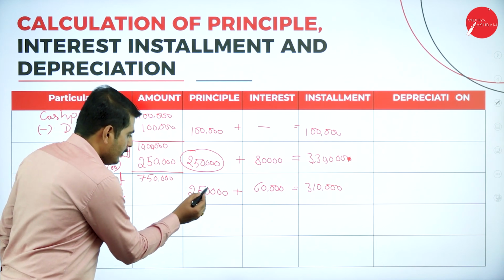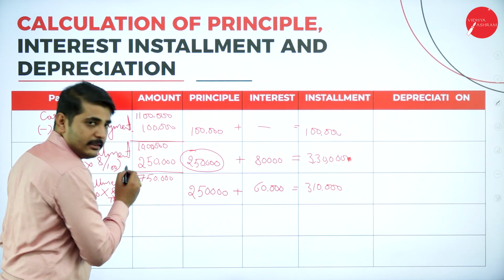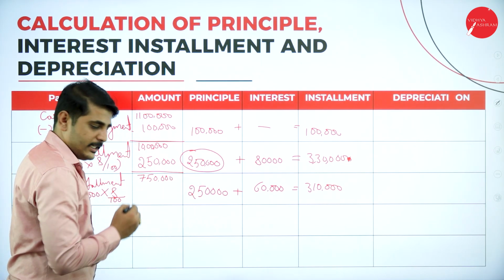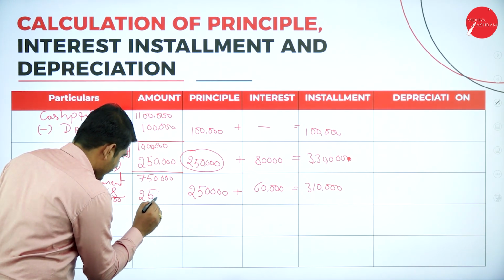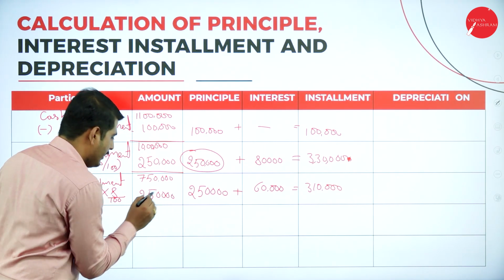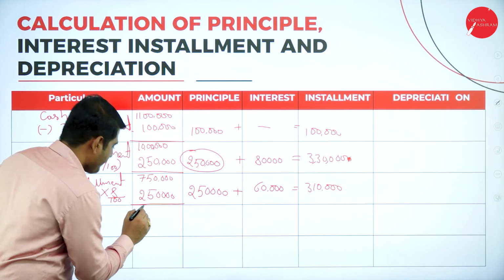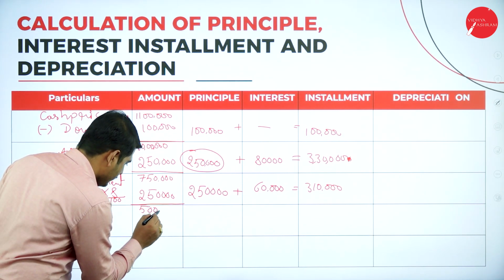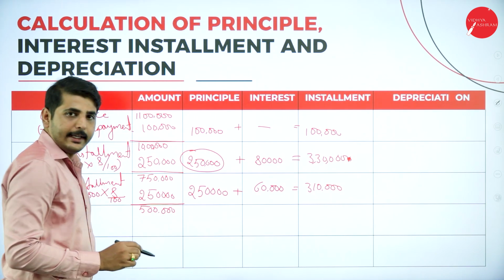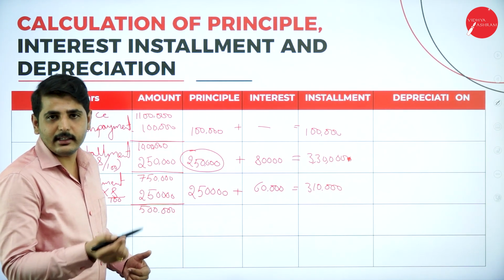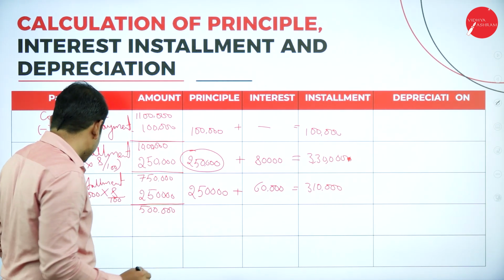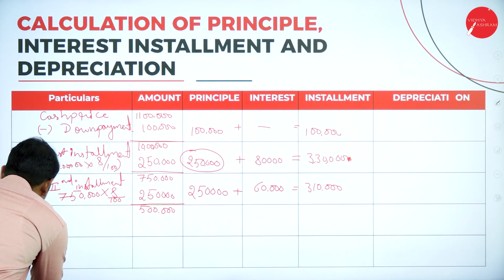3,10,000. Again, this principal should be deducted from this principal. Deduct principal from principal. 2,50,000. Deduct this. What is the amount we will get? 5 lakh we will get. Again, we have to calculate the third year interest minus third installment.